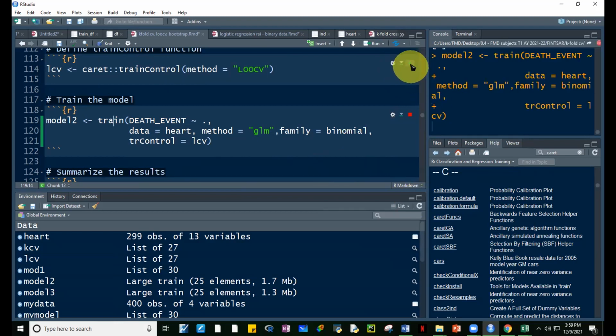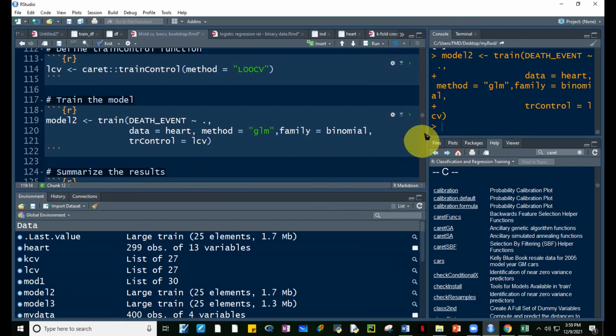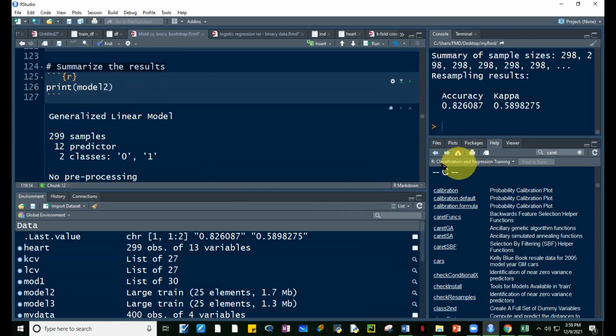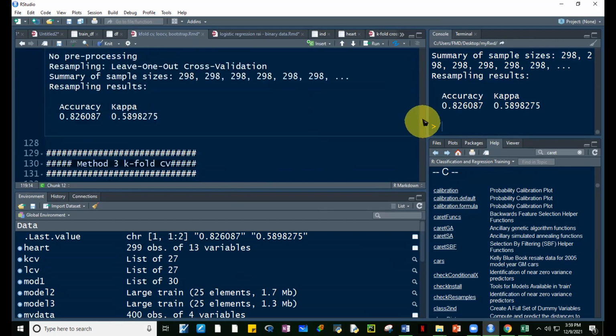Ay, hindi ko pa na-run itong LCV. Okay, na-run ko na ba? Okay, and then summarize the results. Okay, so here's the result, guys.